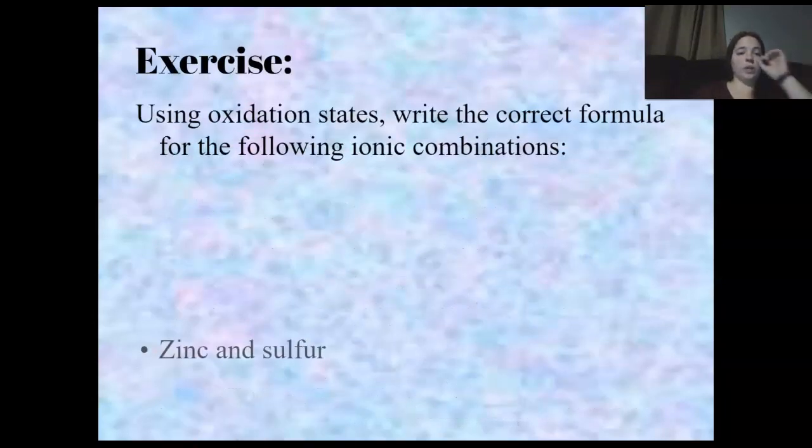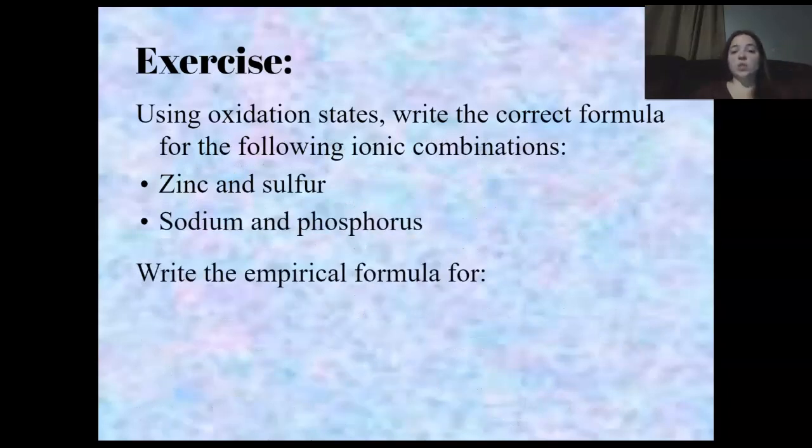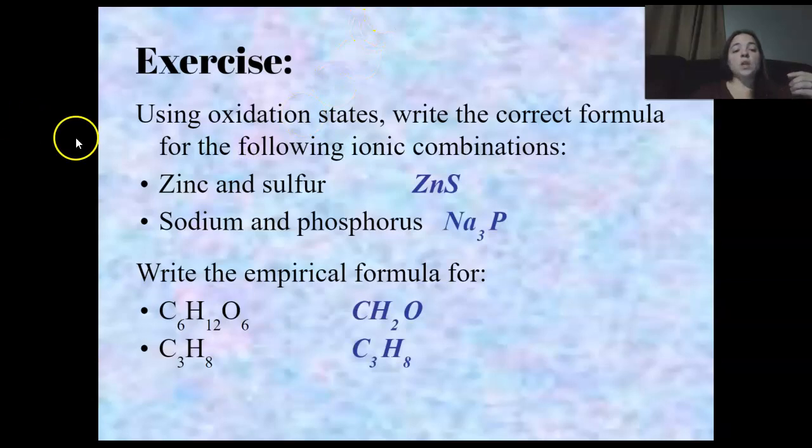Okay, so exercise real quick. Using oxidation states, write the correct formulas for the following ionic compounds. You've got zinc and sulfur, sodium and phosphorus, and then you're going to write the empirical formulas for C6H12O6 and C3H8. So looking at zinc and sulfur, you're going to end up with ZnS. And then sodium and phosphorus. So sodium is a +1, phosphorus is -3. The 3 doesn't cancel out because you can't divide both by 3.